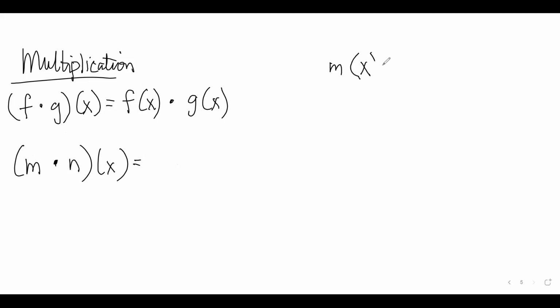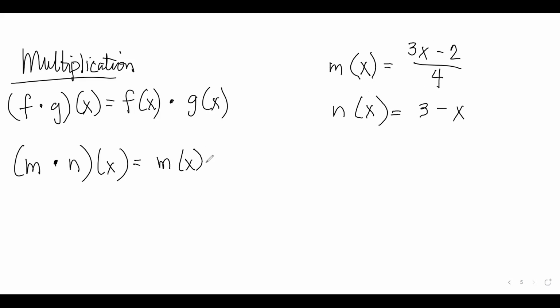So, m times n of x, wala pa tayong m of x and n of x. M of x natin, let's say for example is 3x minus 2 over 4. Ang n of x natin is, let's say, 3 minus 2x ulit. 3 minus x na lang. Ganyan. O, paano yan siya? Okay, sige. O, let's proceed. So, m times n of x. So, we have m of x times n of x.